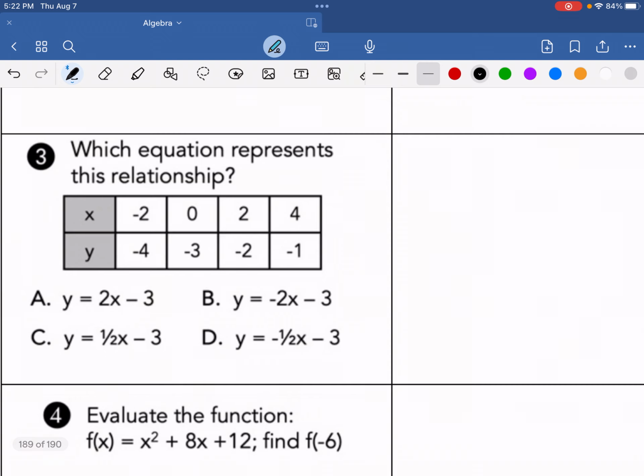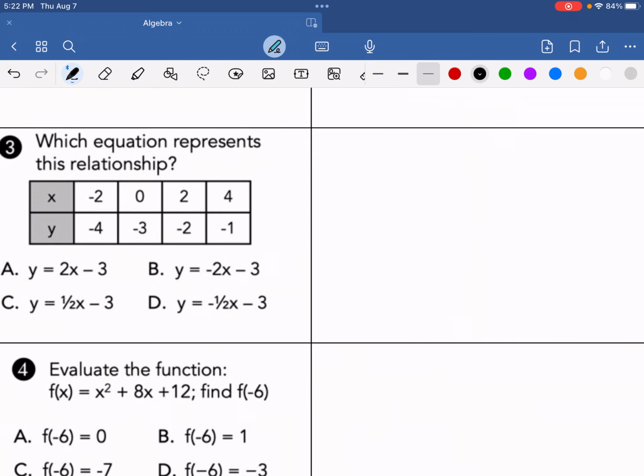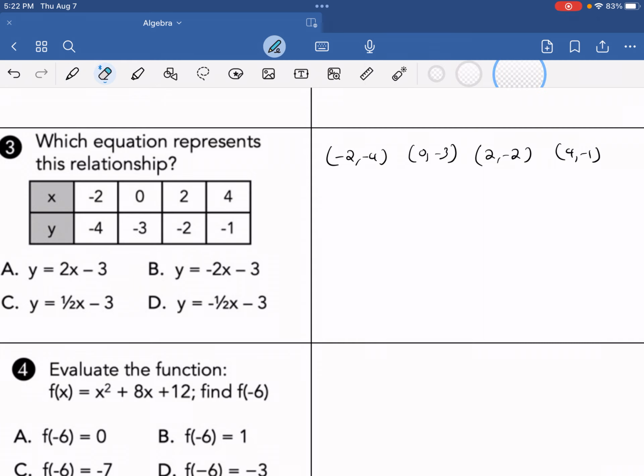For 3, you have a table of values, and these are just points. This is the x and the y, the x and the y. So it's like -2, -4. That's one point. 0, -3. 2, -2, and 4, -1. They're asking what line would go through those points or represents that situation.